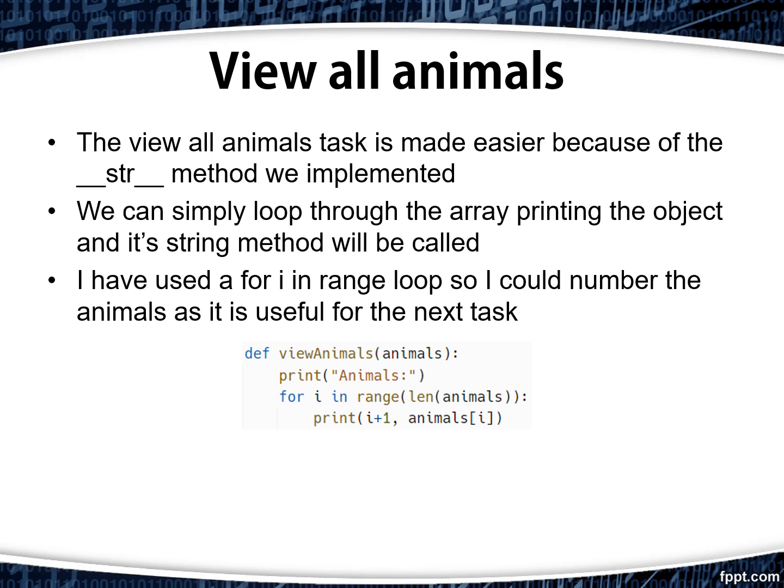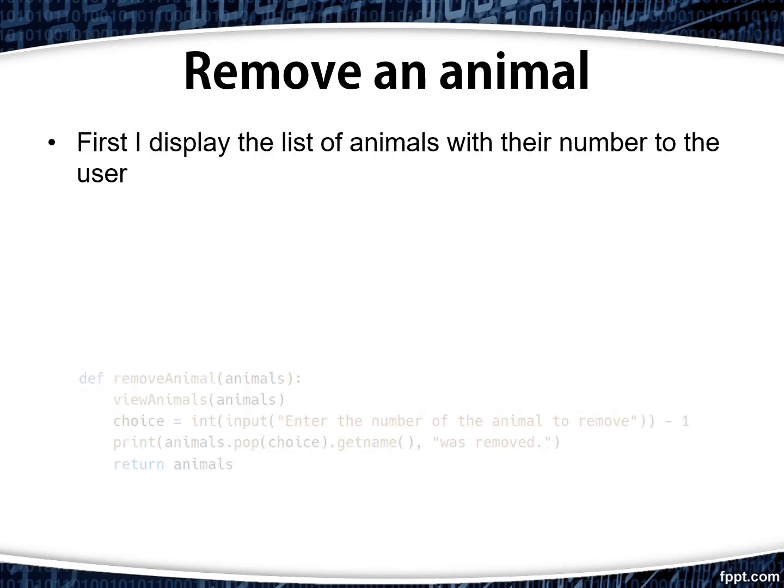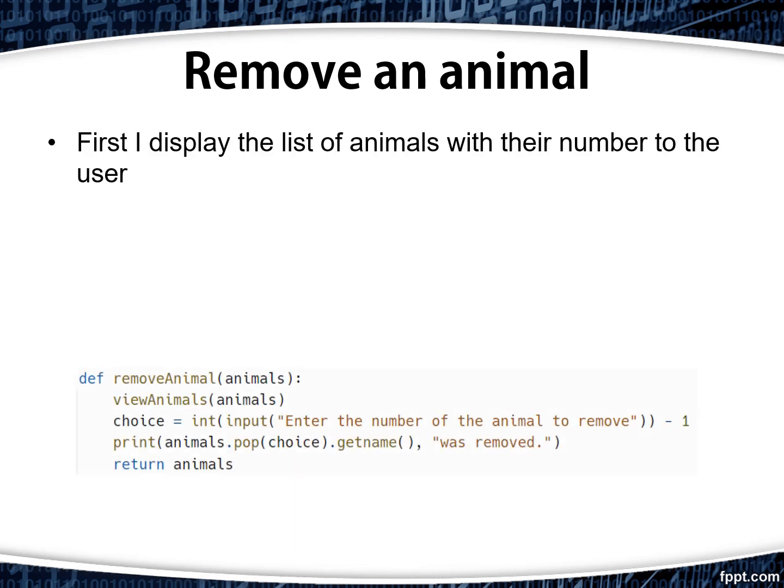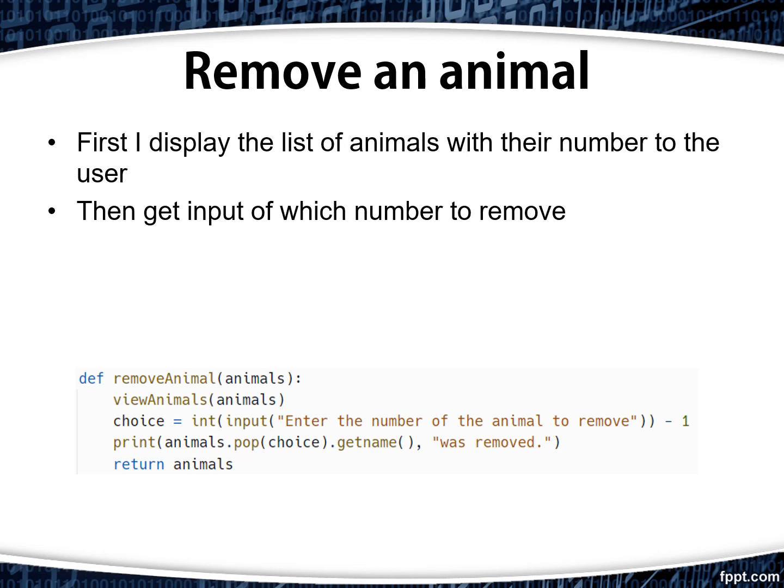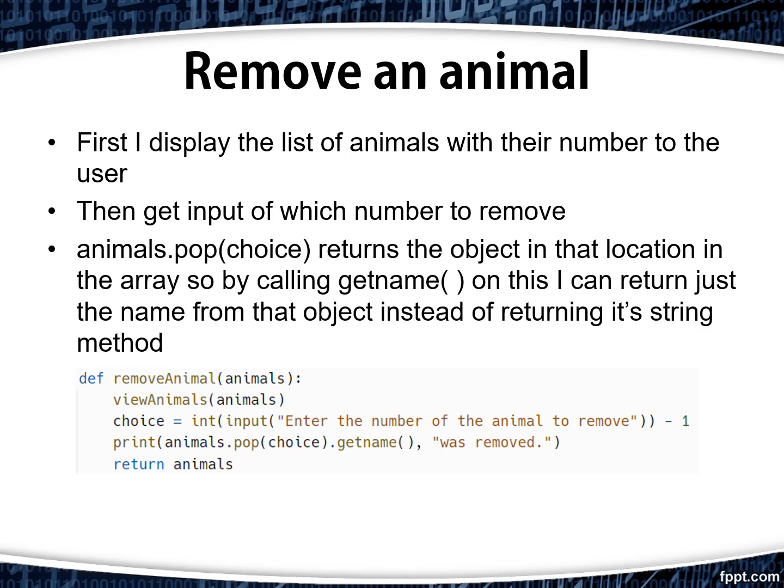To create the remove an animal subroutine, first I display the list of animals with their number to the user by calling the view animals subroutine we just created. Then I get an input of which number animal they'd like to remove. An animals.pop(choice) returns the object that's in the right location in the array, so by calling getName on this particular instance, I can then return just the name from that object instead of returning its string method.